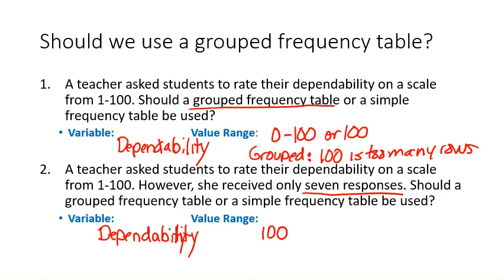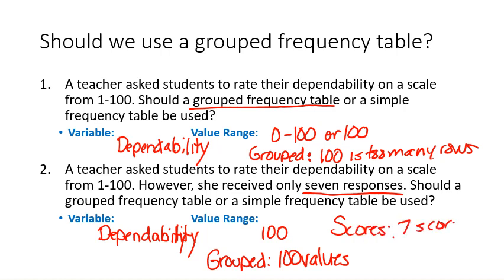In this case, if you weren't tricked, you were right. We should still use a grouped table because there are still 100 values. Don't be confused by the scores. We have only 7 scores, but that is irrelevant. It's the values that determine whether you should use a grouped frequency table.